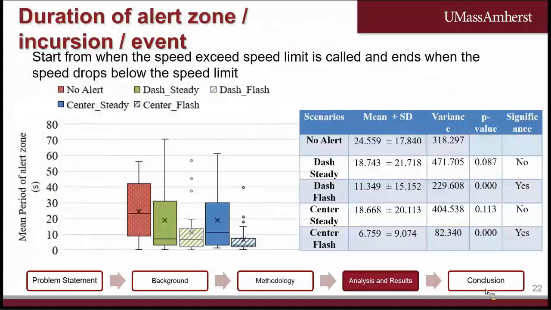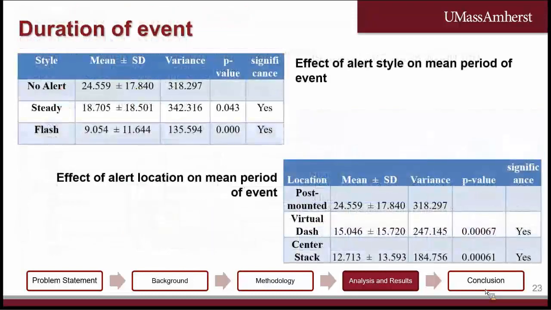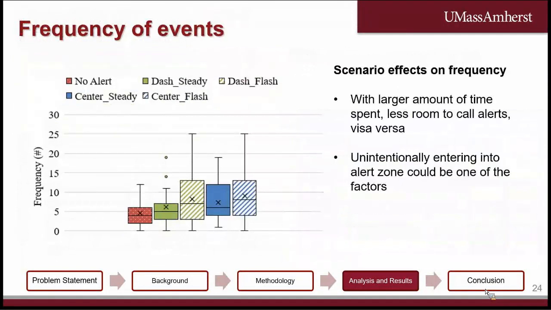Here, as we see from this bar graph, the hatched one refers to the flashing scenarios, and they seem to have less mean speed compared to all other scenarios. Next comes the frequency of events.